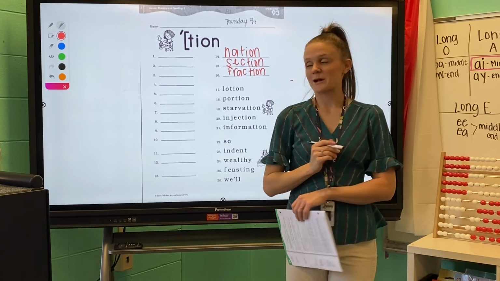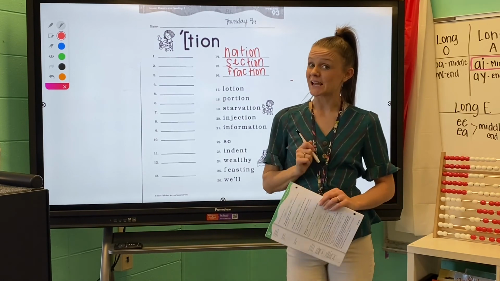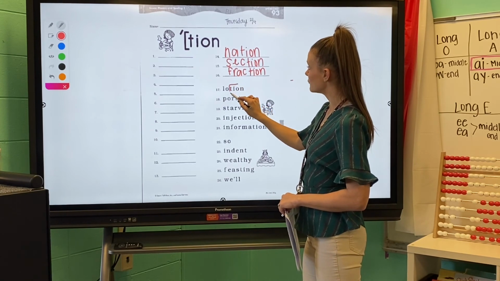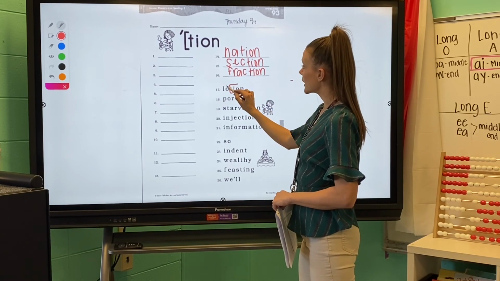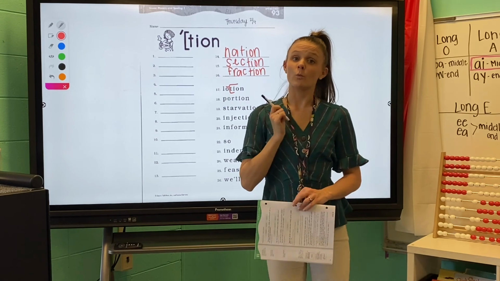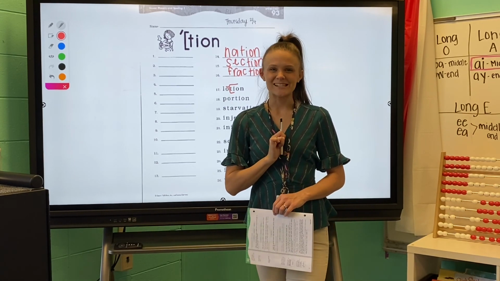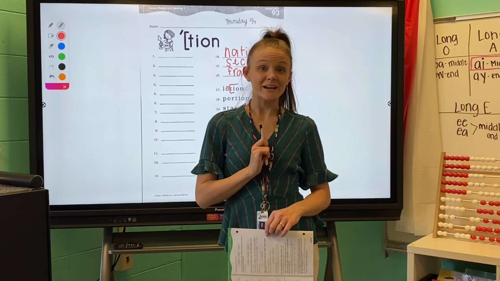I want you guys to practice coding this final stable syllable on your worksheet. Remember, we place a bracket before our syllable and then code our vowel depending on whether there's a consonant after it or not.